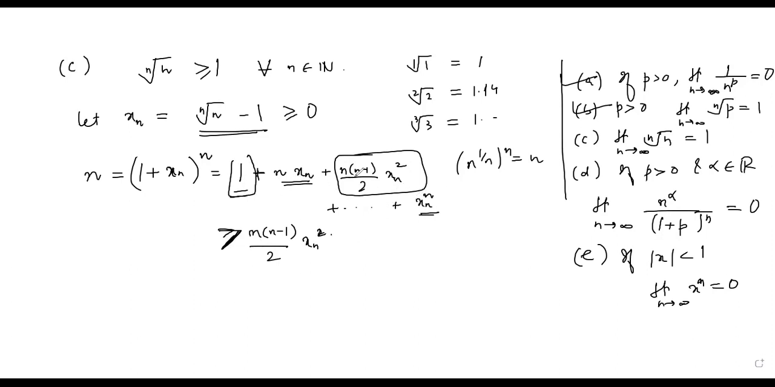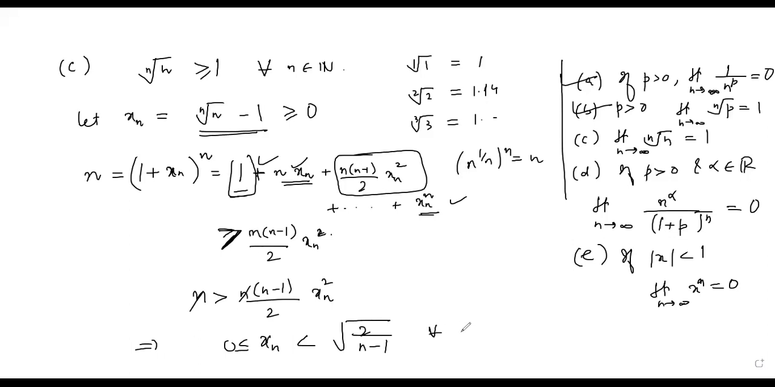Since all are non-negative, adding them will make it bigger, meaning adding some terms that are non-negative should make it bigger. So from this I get n is bigger than n into n minus 1 by 2 into xn square, which implies that xn, which is non-negative, should be less than, flipping this here, so 2 and n cancel, of course, 2 divided by n minus 1 under the square root.